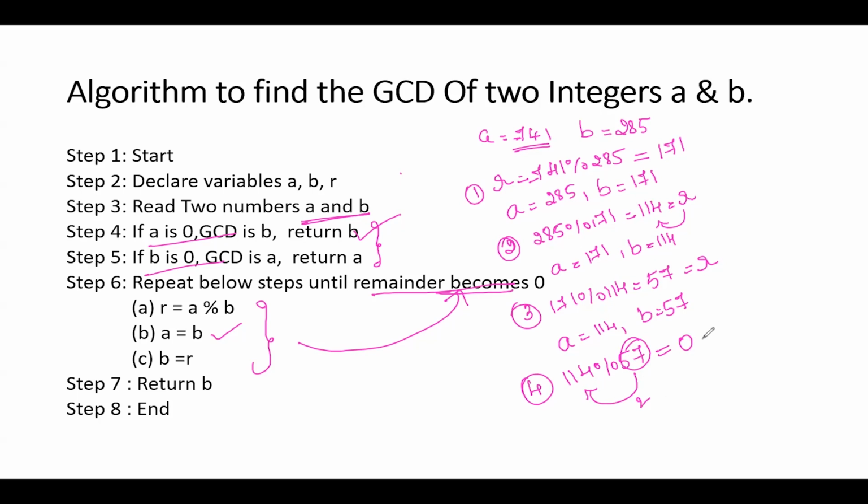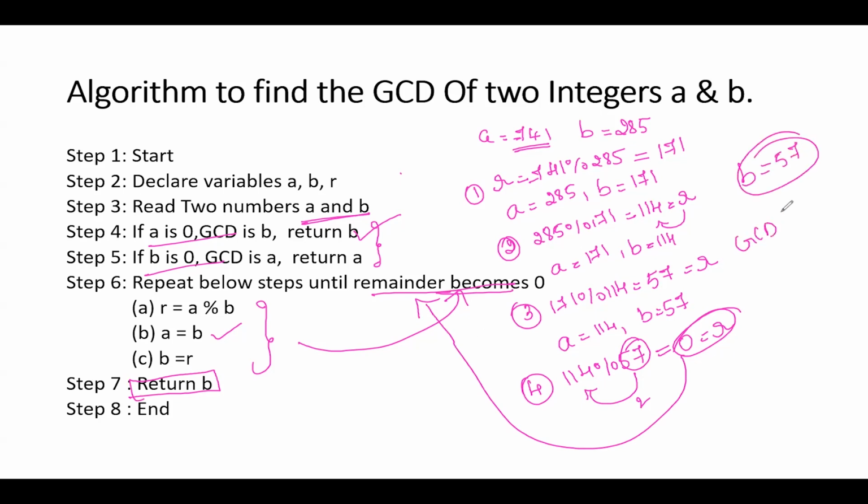57 twos are 114, hence the r value becomes 0, and the moment the r value becomes 0, this condition becomes true and we will come out of the loop and return the value of b. So in this case, the value of b is 57. Hence, the GCD of 741 and 285 is nothing but 57. So this is Euclid's method to find the greatest common divisor of two numbers, and this is the algorithm for the same.